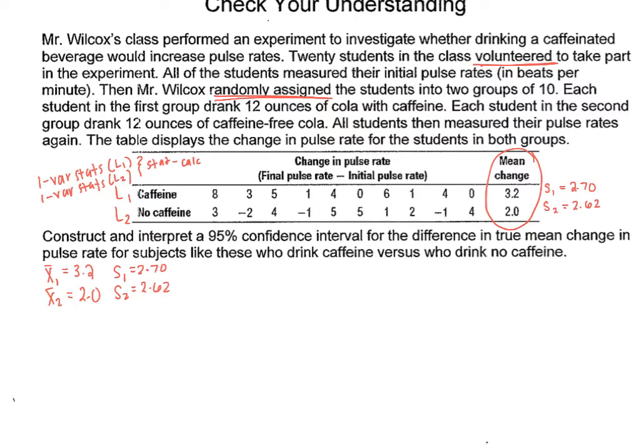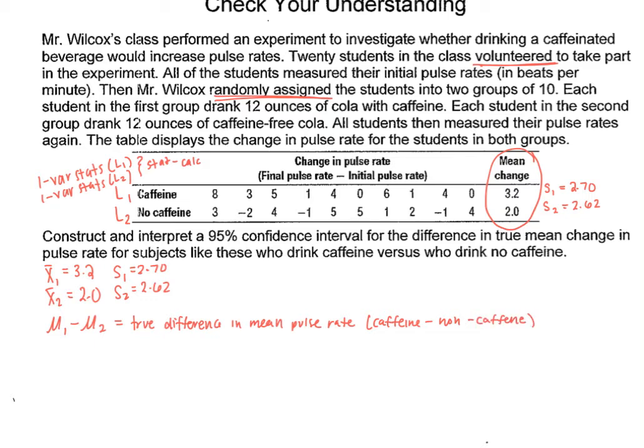So I'm going to state our parameter of interest. We're trying to estimate mu1 minus mu2. We're trying to use sample data to estimate the true mean. So that's the true mean difference, or the true difference in the means, in mean pulse rate for caffeinated minus non-caffeinated.